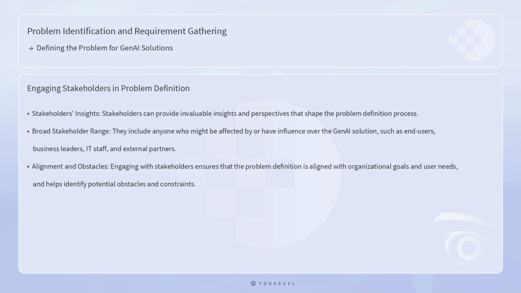A critical aspect of defining the problem is identifying and engaging with stakeholders. Stakeholders can provide invaluable insights and perspectives that shape the problem definition process. They include anyone who might be affected by or have influence over the GenAI solution, such as end users, business leaders, IT staff, and external partners. Engaging with stakeholders ensures that the problem definition is aligned with organizational goals and user needs. It also helps to identify potential obstacles and constraints that the GenAI solution must navigate. For example, a stakeholder might highlight regulatory requirements that the solution must comply with, or existing systems that it needs to integrate with.